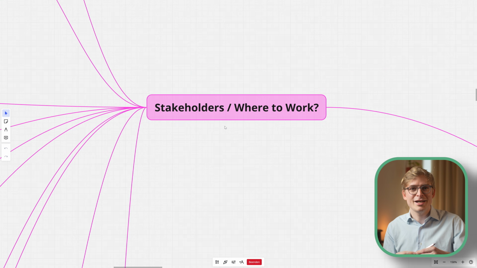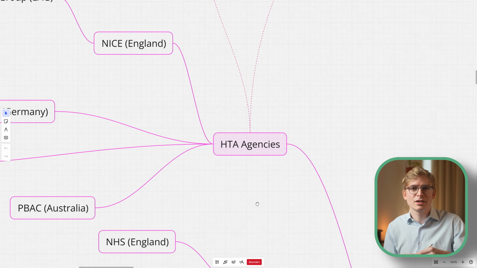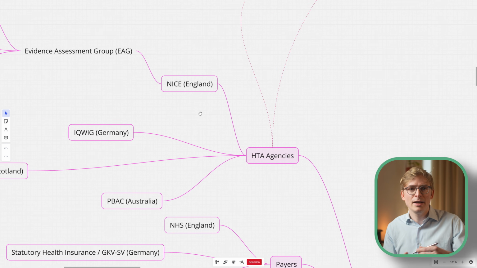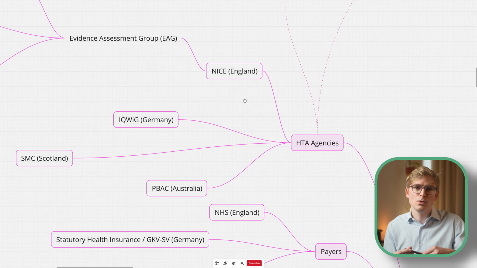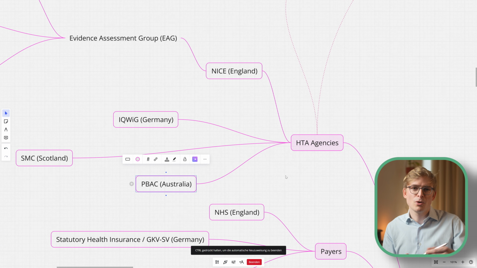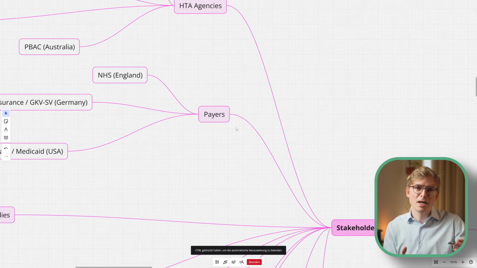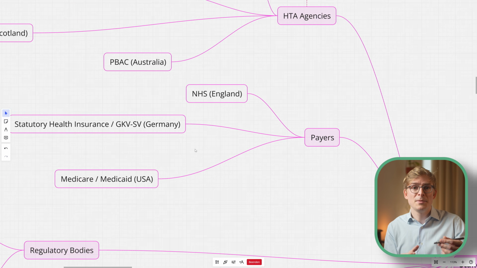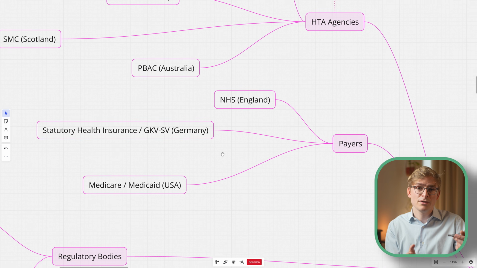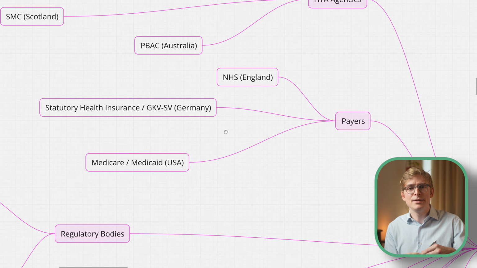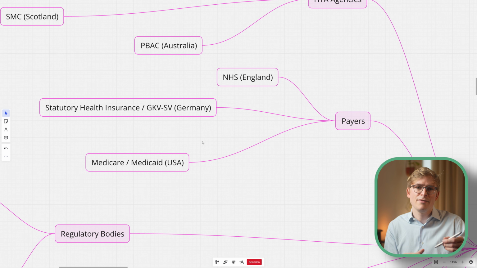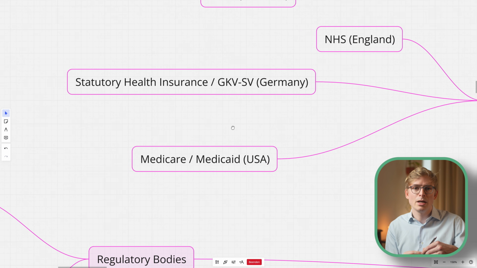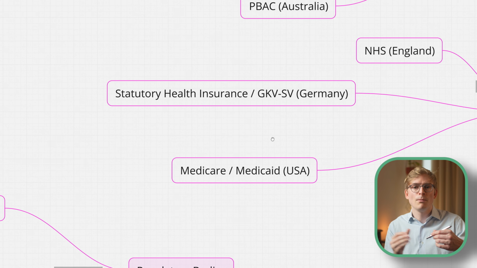First up, we've got HTA agencies. Many countries around the world conduct health technology assessments, and institutions like NICE, EQUIC, or PBAC all employ HEOR experts to facilitate these assessments. Then we've got payers. Generally speaking, this is where the money comes from. In England, the NHS acts as the national payer. In Germany, the national payer is the statutory health insurance, or GKV-SV, and in the US, payers can be split into private and public insurance companies, whereby the latter covers many individuals via programs such as Medicare or Medicaid.